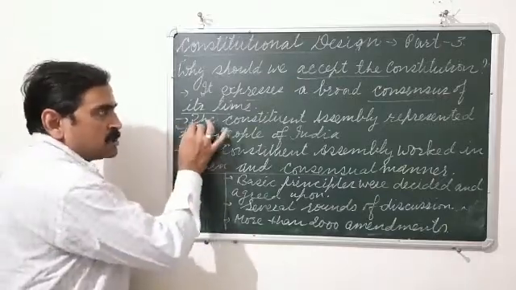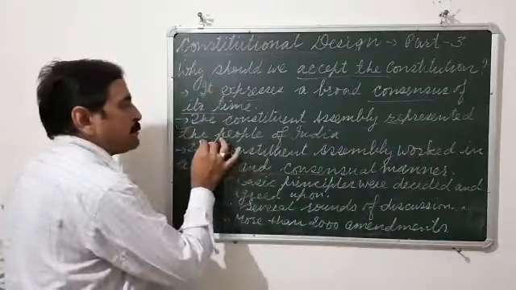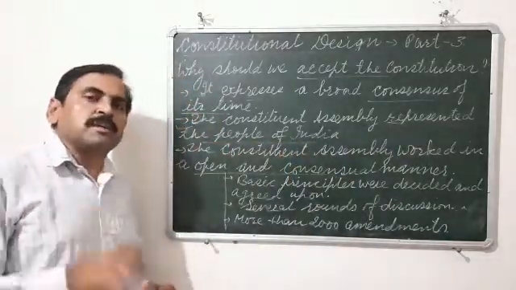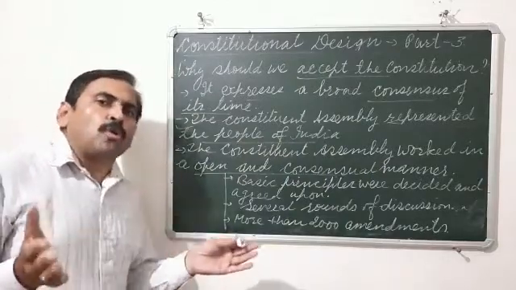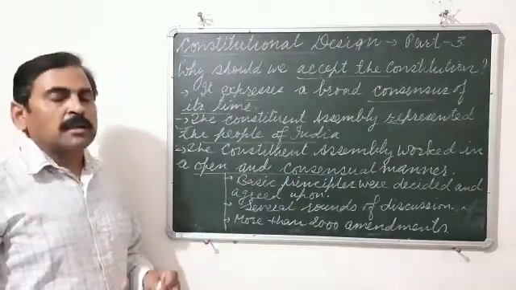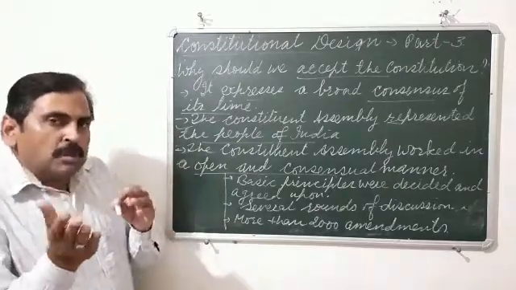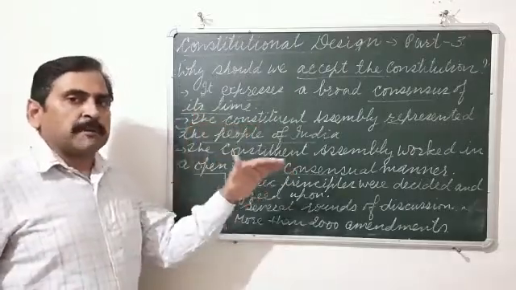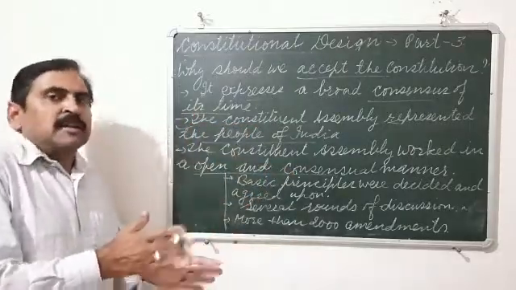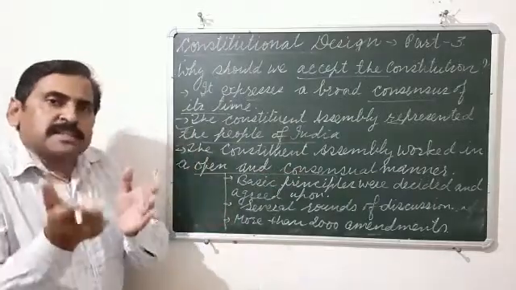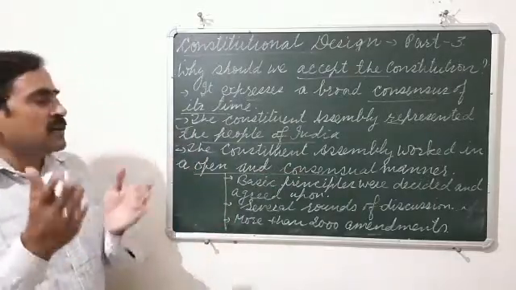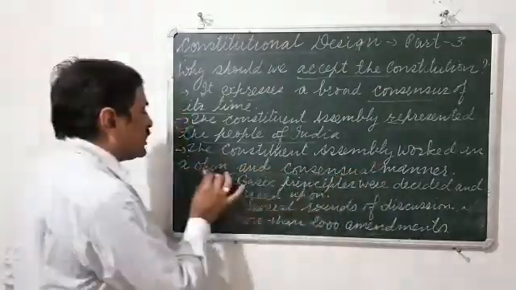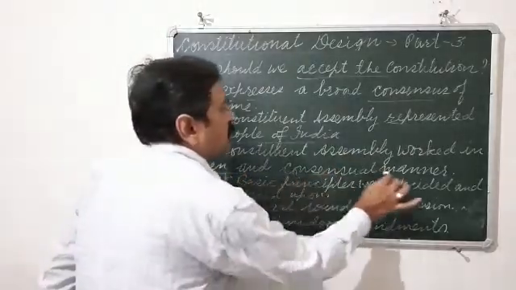Second, the Constituent Assembly represented the people of India. The reason is the members of the Constituent Assembly were taken from all over India. Second thing, the people of all the religious groups were included in the Constituent Assembly. Even those who were in the minority were also included, and they were given the same importance which was given to the majority. And third, the Constituent Assembly worked in an open and consensual manner.